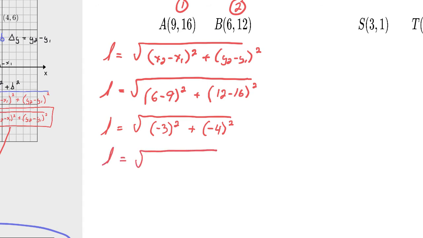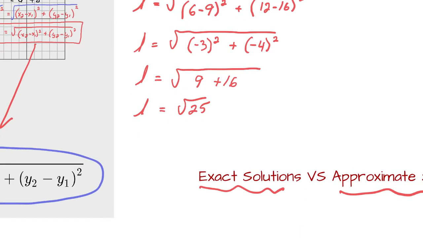So that becomes negative 3 times negative 3. Negative times a negative is a positive. The same thing with 4. It becomes positive 16. L then equals the square root of 25. Now, be careful here a little bit, because when you square root 25, you'll get plus or minus 5. Please realize that a length can never be negative, so you discard it, and you're left with the length equaling 5. And that is your solution.